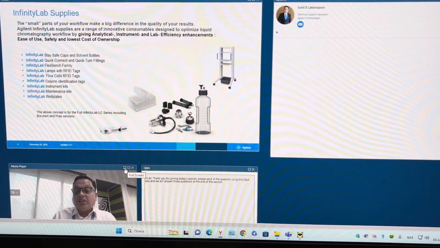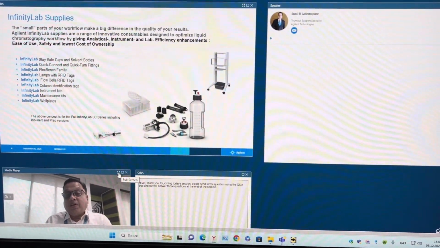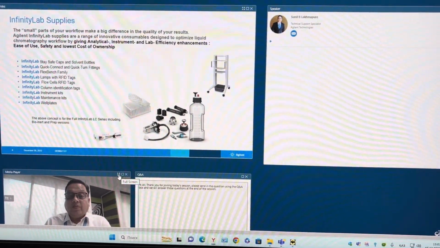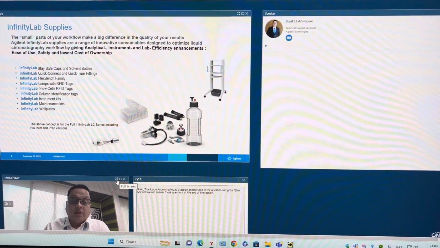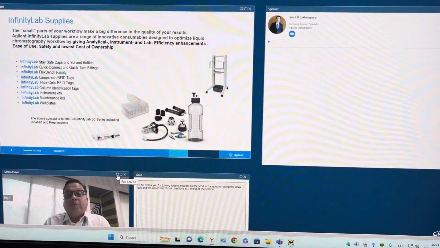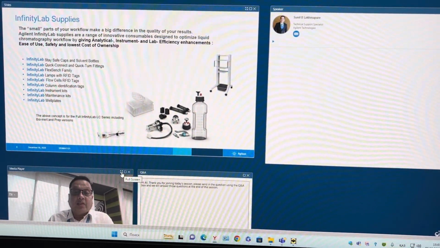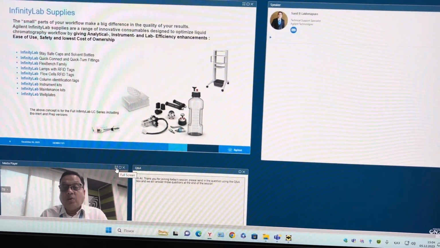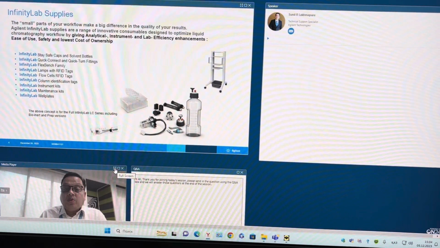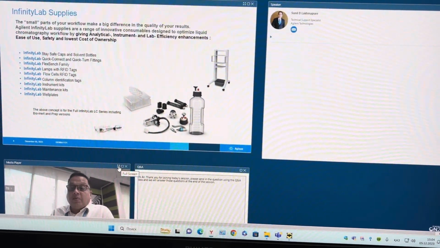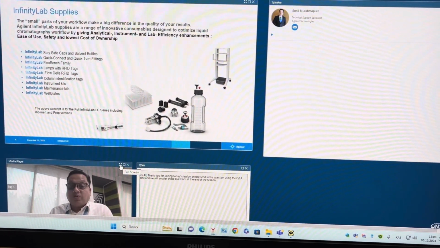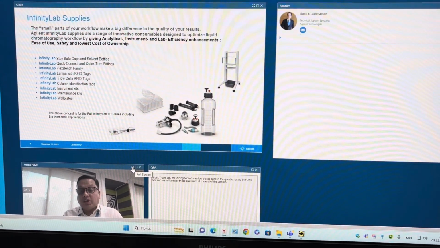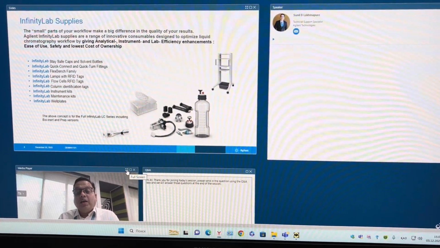These are the small parts in your workflow that make a big difference. If any of the supplies is not working properly, or if any supply is limited and you do not have access to it, then your analysis gets affected. In turn, it affects your analytical instrument efficiency and your lab efficiency. Also, if you don't have the right supplies, it will be very difficult to work with respect to ease of use. It is very important that you have the right supplies for the instrument. They should work seamlessly and also be safe to use.